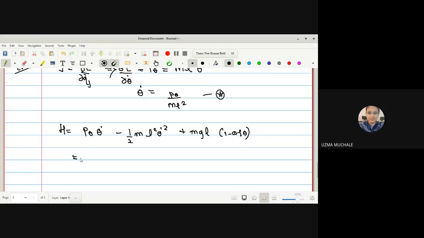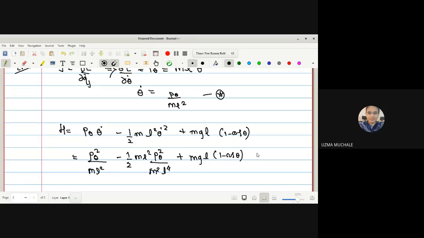Okay, so wherever we have theta dot, we have to put it as p theta upon m l square. It will be p theta square divided by m l square minus 1 by 2 m l square. Theta dot square is nothing but p theta square divided by m square l raised to 4, plus m g l (1 minus cos of theta).